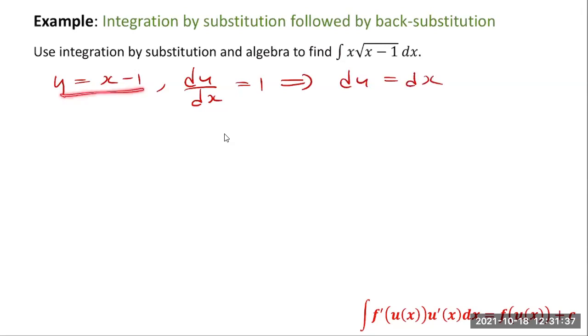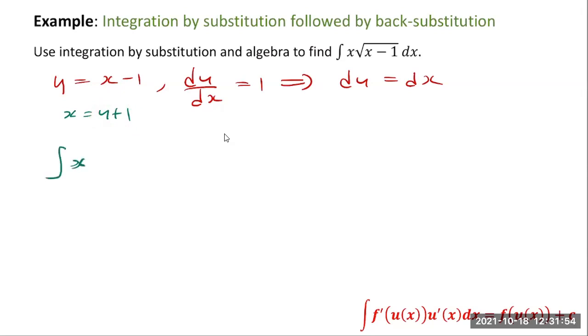Notice that when you write this way, I can isolate my x. x is u plus 1. Wherever I see x, I can replace that by u plus 1. Now I'm ready to start the u substitution process.